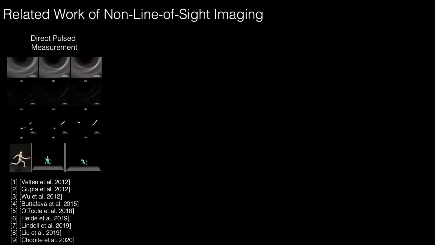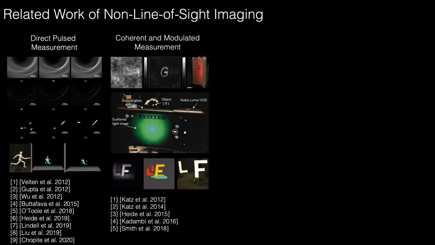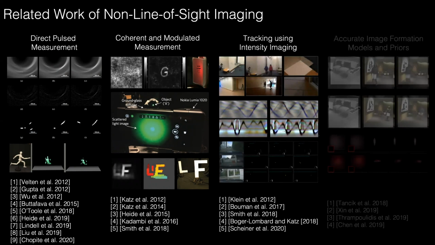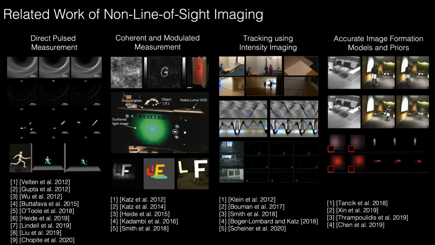A large body of work has explored methods for non-line-of-sight imaging. This can be classified into methods that directly acquire time-tagged measurements using pulse lasers, or indirectly acquire temporal information relying on coherent illumination or amplitude-modulated light; methods that just require an intensity image for tracking applications; and very recent work that aims to improve the accuracy of image formation models and scene priors.